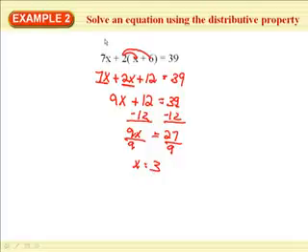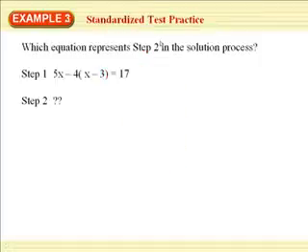I won't read. 7 times 3 is 21. Plus 2 times 3 plus 6 is 9. 21 plus 9 is 18. And that makes 39. So we know x equals 3. So they're adding extra steps before we can do our solving. They're adding the like terms and the distributive property.